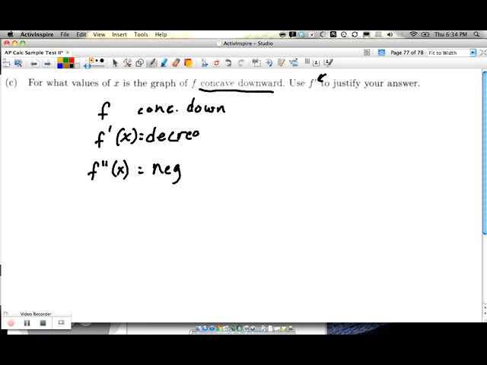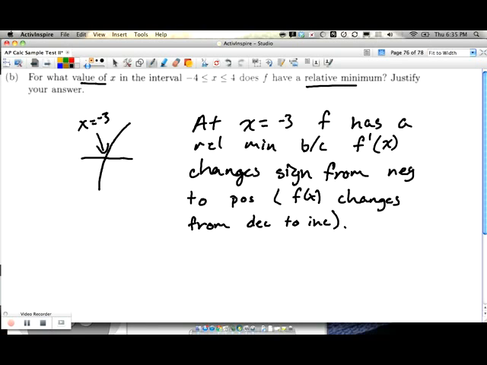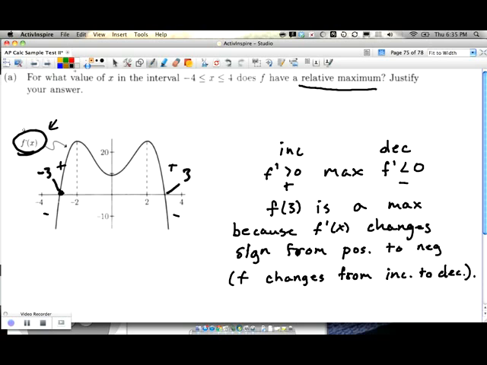So we look at it, and let's look at the original equation here. When is it decreasing? I'm going to go ahead and color that in red. From negative 2 to 0, and from 2, it said the domain was 4, so it goes all the way down to here. So these two red zones, that's going to be where it's concave down.